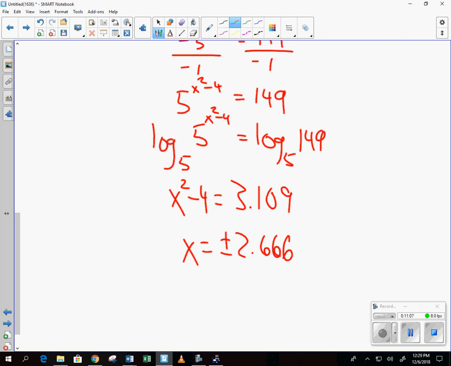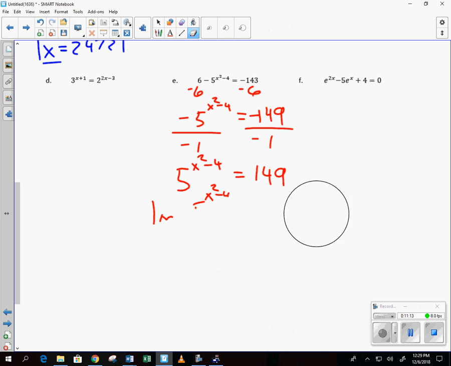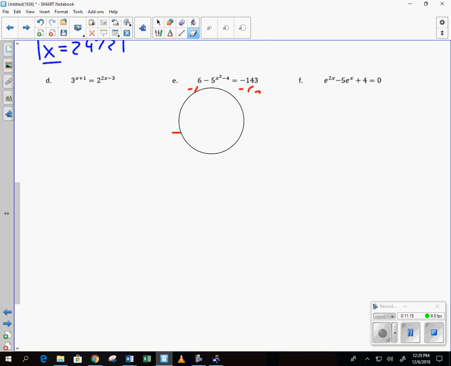All right, there we go. Cool. All right, how about this? A little bit of insight and an aha moment on your part for letter F. I got e to the x and e to the x. Oh, boy.